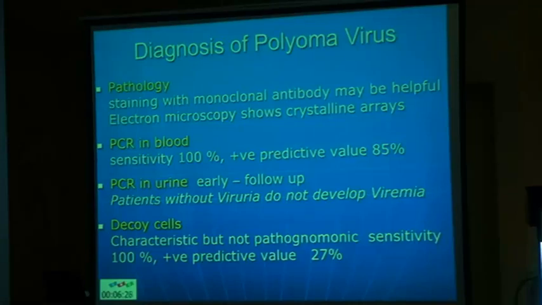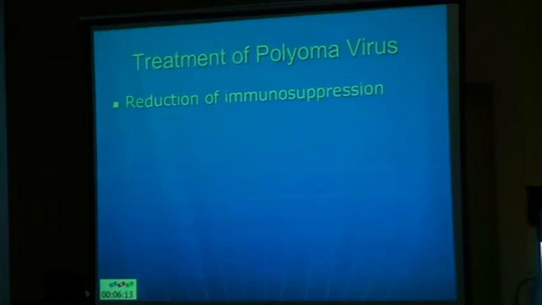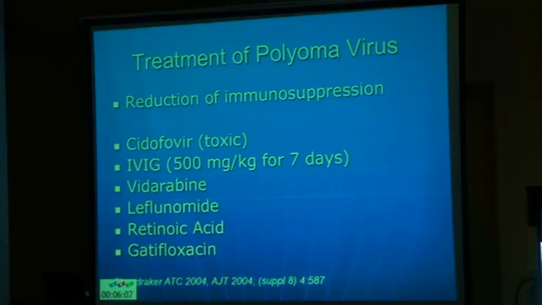And the decoy cells are characteristic, but they're not pathognomonic. Sensitivity is 100% and the positive predictive value is 27%. So if they're not there, it's good. But if they are there, it does not necessarily mean that the patient has the disease. And to treat polyomavirus, the most important thing is to reduce immunosuppression, and some patients do improve after that. And then you have a whole list of drugs. I think the safest of them is the quinolones, that you can try.